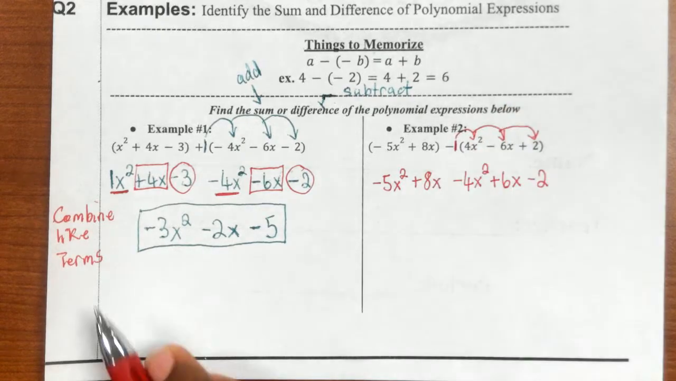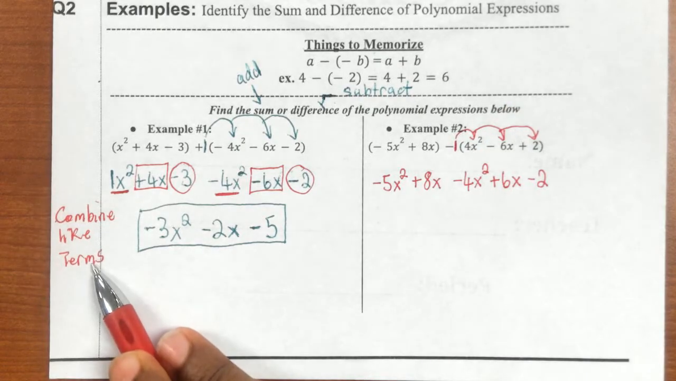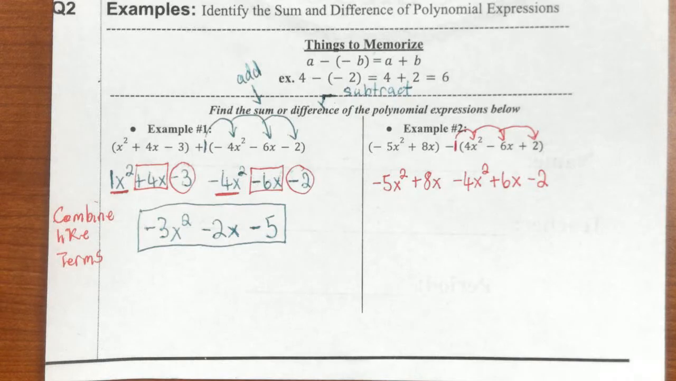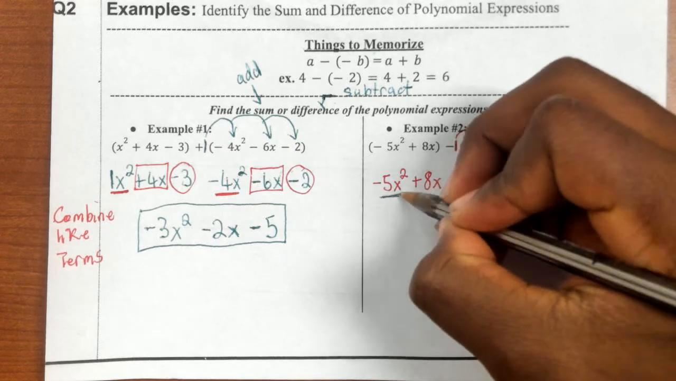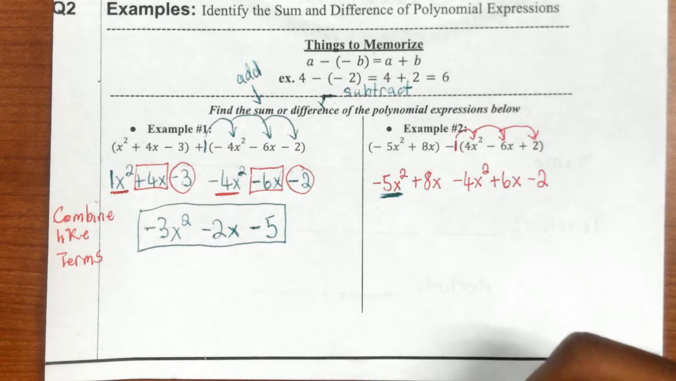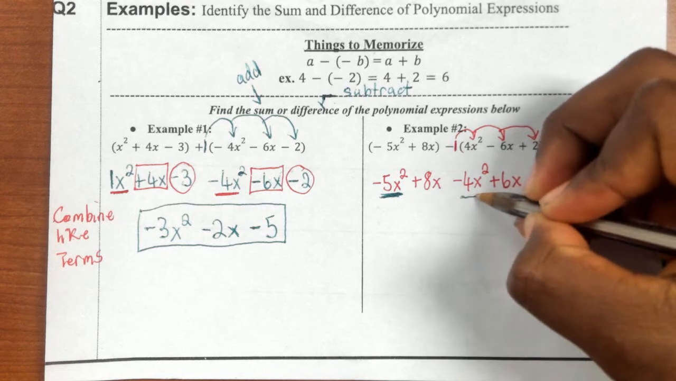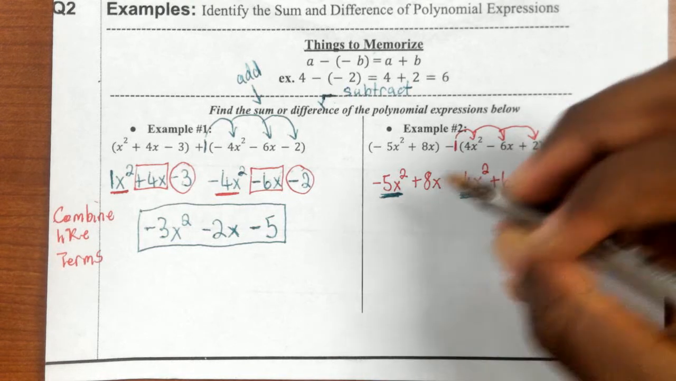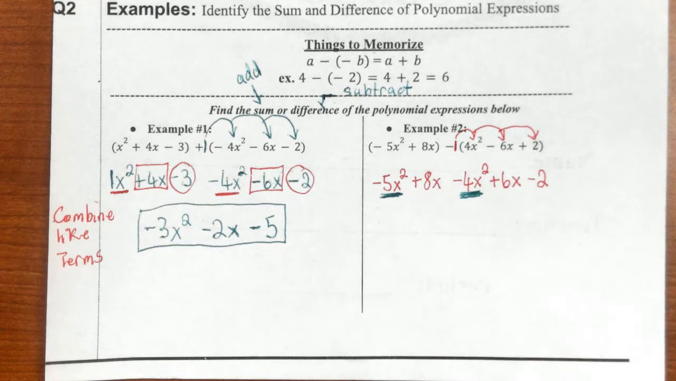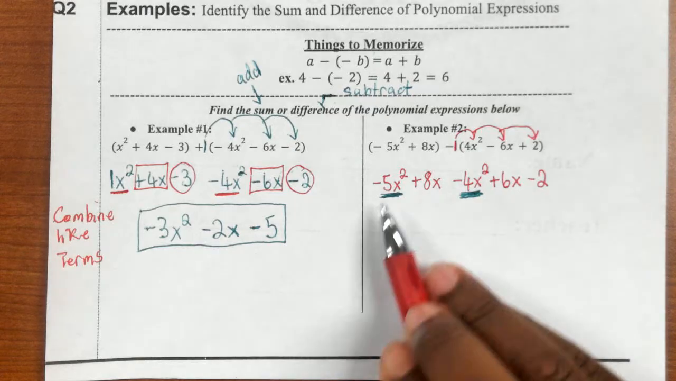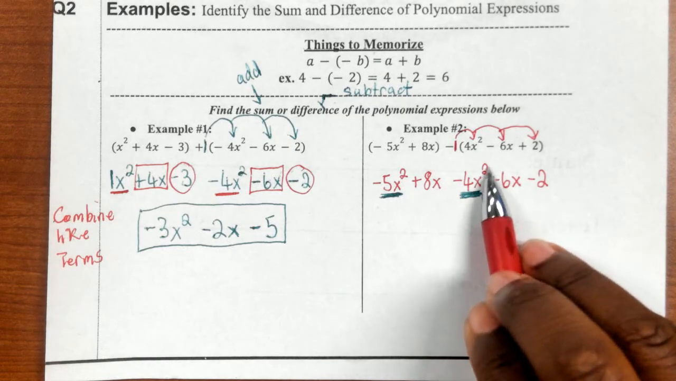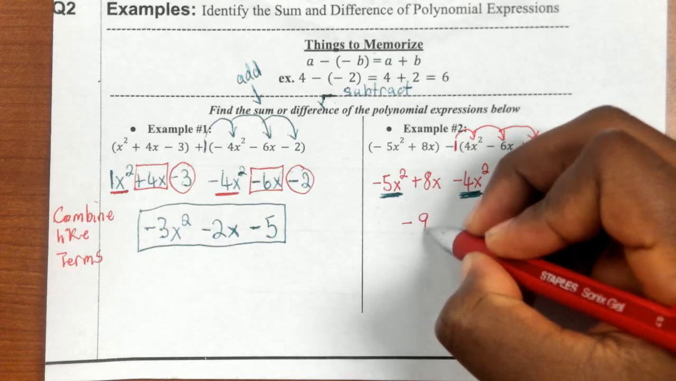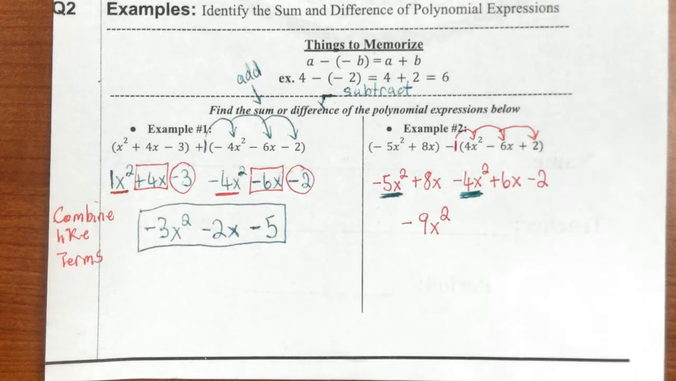So now we're going to combine like terms, okay? Combining like terms means that we're going to do some type of addition or subtraction. So does this negative 5x squared have a like term? Yes. The negative 4x squared, because both of them have x squareds, okay? So negative 5x squared minus 4x squared gives me negative 9x squared, okay?